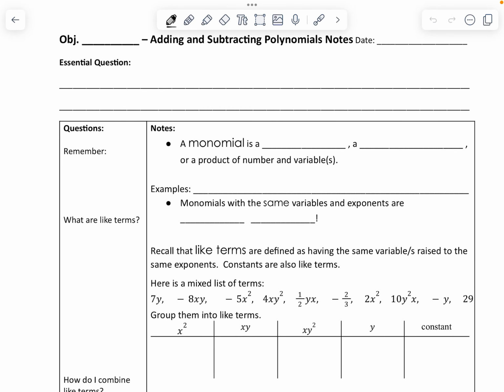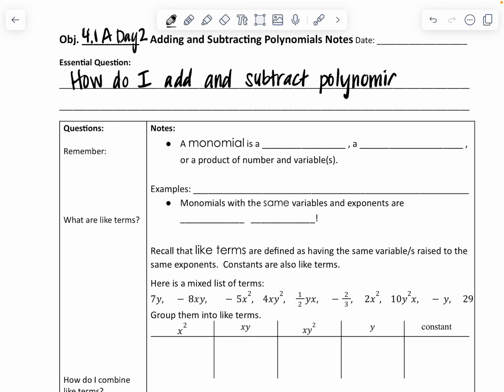Today we will be learning how to add and subtract polynomials. So this is 4.1a, day 2. Okay, so we just want to review a few things.